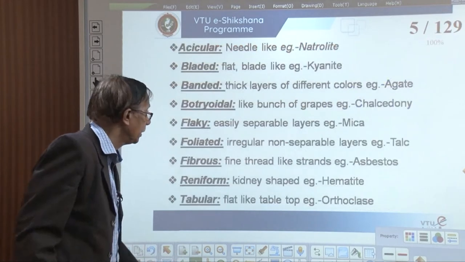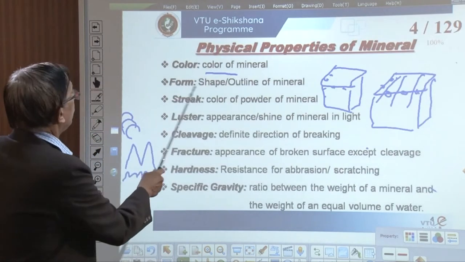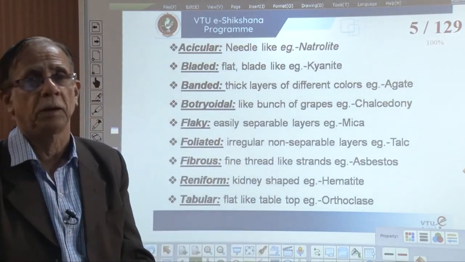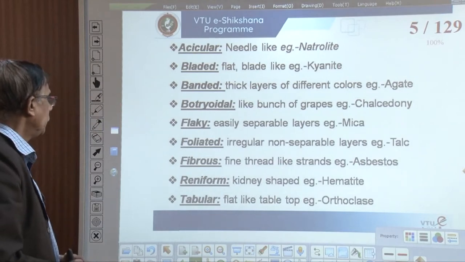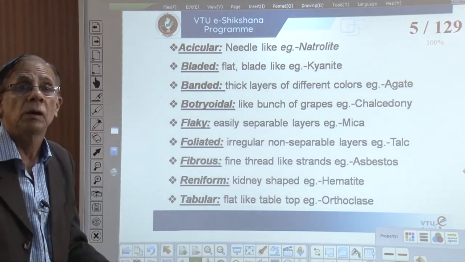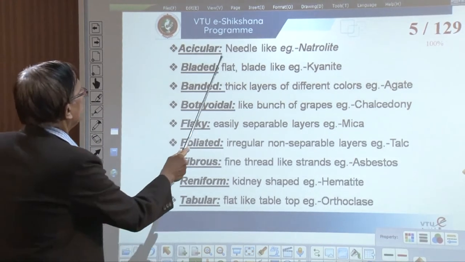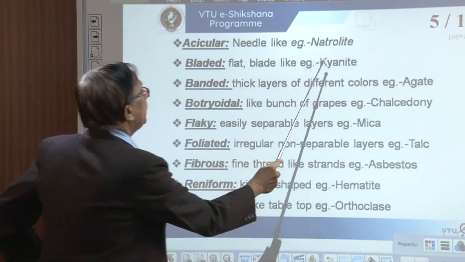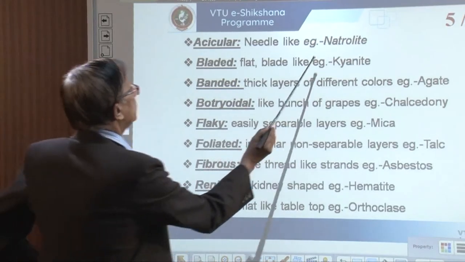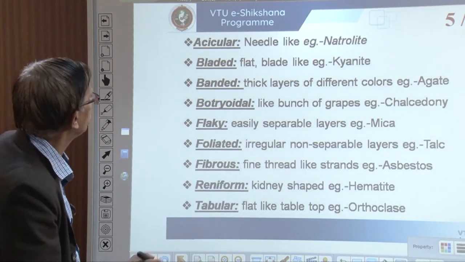Friends, let us go further. Yes, I have mentioned the form, the habit, the shape. In the mineral kingdom, these are the most common habits, forms, we find in minerals. Acicular: I show you the photograph, needle-like. A mineral called natrolite belonging to the zeolite family exhibits this kind of external habit, needle-like.